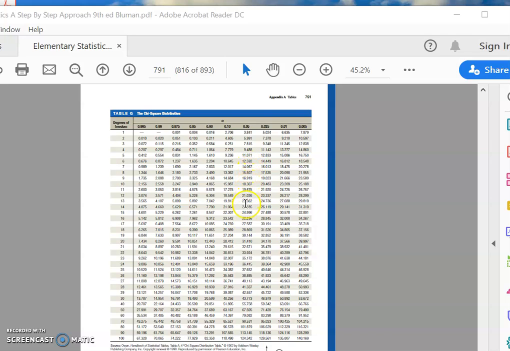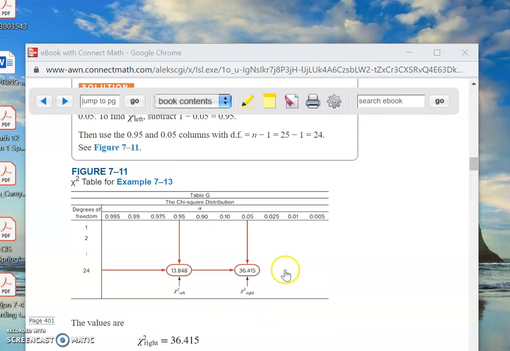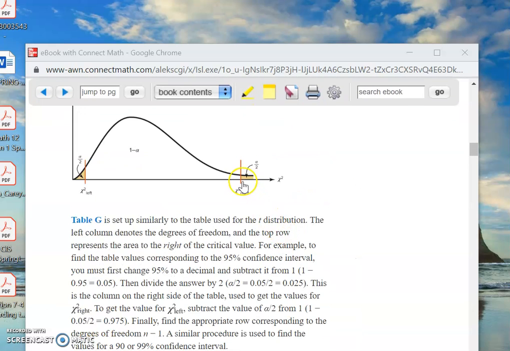If I had 2 fingers on the screen, I'd do a lot easier here. Right there, 36.415 is what I claim it should be. Okay, and I'm happy to say that I am correct. For an alpha over 2, half of the error budget of being 5%, degree of freedom of being 24, that's the critical value. That's the number I plug in here. To the right is going to be the 5%.